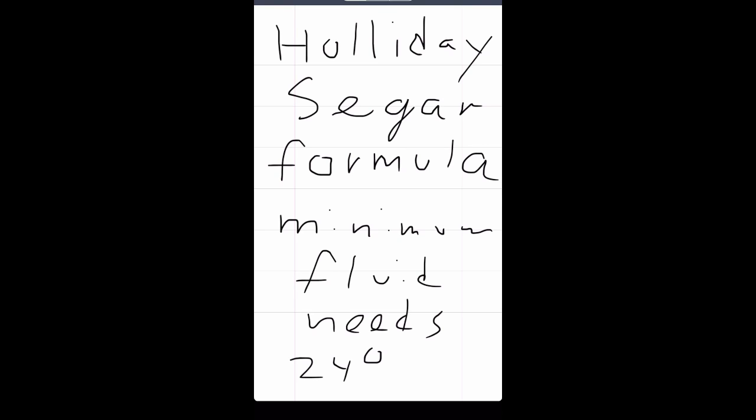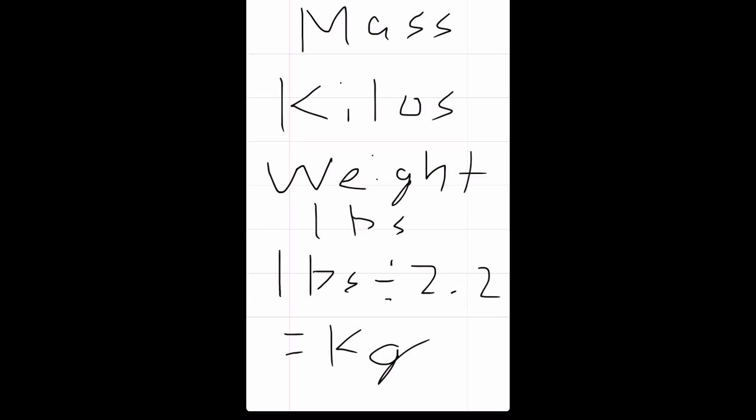Minimum fluid need would be if the athlete was laying in bed over the entire 24 hours and was not ill in any way, no fever, no vomiting, no loose stool, burns, etc. For this formula, the athlete will need to know his or her mass in kilos. So if you know your weight in pounds, you divide it by 2.2, and that will give you your mass in kilograms.